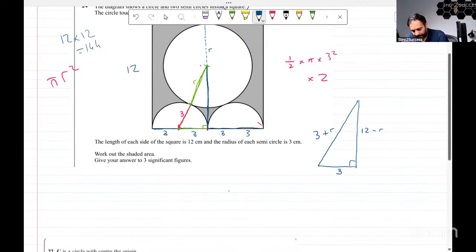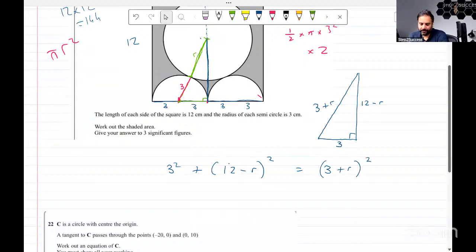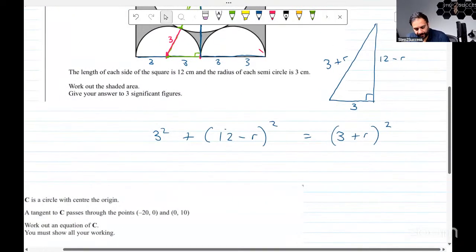So let's just do that. So this side, which is 3, plus this side squared equals this side squared. Okay, so that's the two short sides squared equals the long side squared. 3 squared is 9. If you expand this bracket, I'm going to do it quickly, but you should write it out twice if you're not sure.